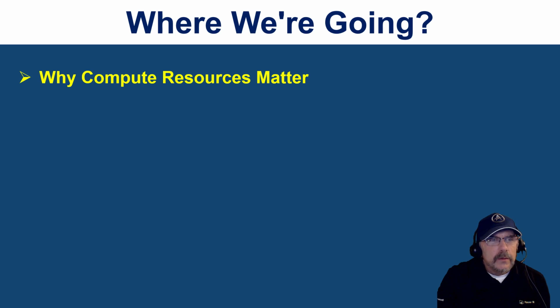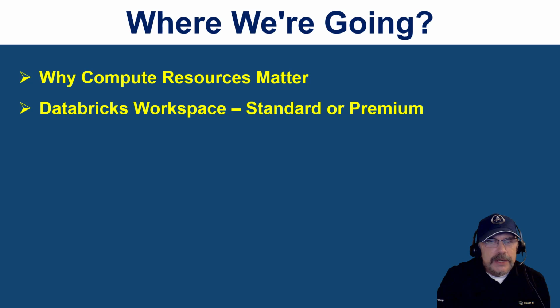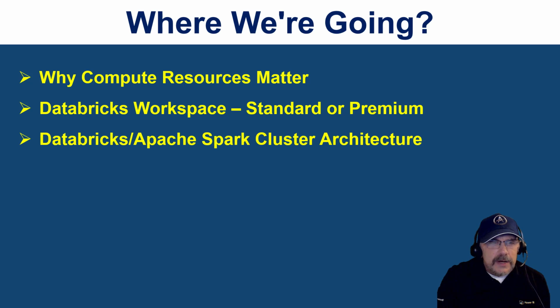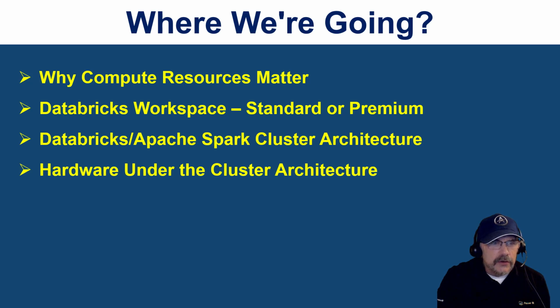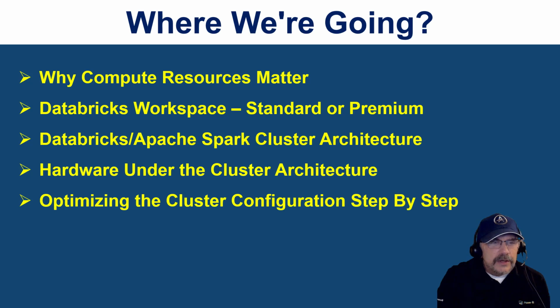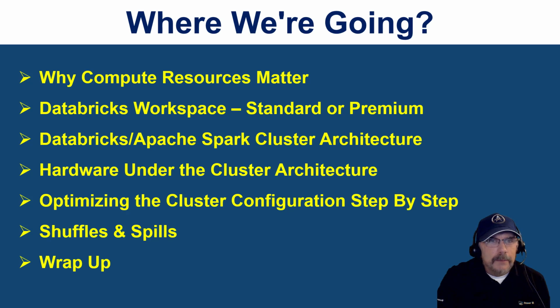Where are we going? We're going to talk about why compute resources matter, Databricks Workspace, Standard or Premium, Databricks and Apache Spark cluster architecture, and then we'll discuss the hardware underneath that architecture, which leads us into the discussion on how to optimize our cluster configuration step by step. And I want to give a special focus on shuffles and spills because those are usually the place you're going to have the biggest performance hits. And finally, we'll wrap things up.